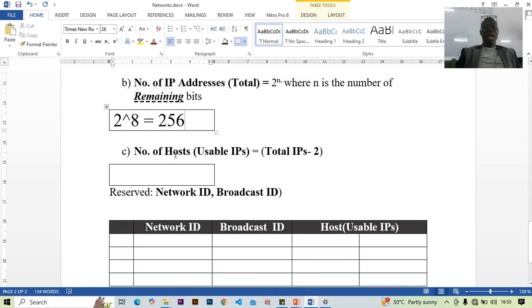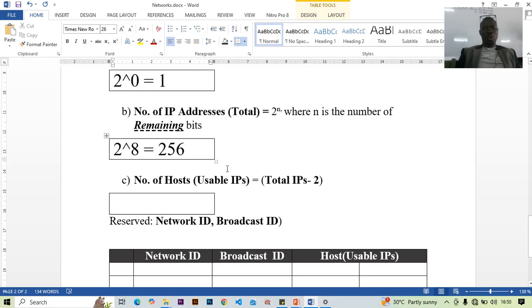So then, how do we find the number of hosts, or the number of usable IP addresses, or the range of IP addresses in that given network? Here, we find that by taking the total number of IP addresses we have in the whole network minus 2. So if we have 256 as the total number of IP addresses, minus 2, this should give us 254. Why did we subtract 2? Because we said that one IP address is reserved for the network ID and another is reserved for the broadcast ID. So because of this, we have to subtract 2.